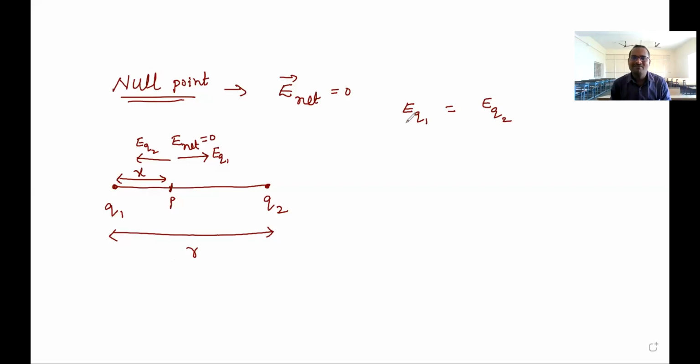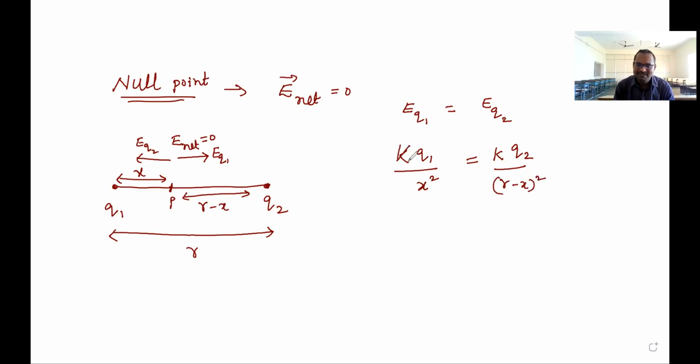So what will be the magnitude of electric field due to Q1 at point P? That is K Q1 by x square. And what will be the electric field due to Q2 charge? Due to Q2 charge, the electric field at point P will be K Q2 by the square of the distance of point P from Q2. How much is it? From Q2, point P distance is r minus x. So you can write r minus x whole square. This K will get cancelled. You now have Q1 by x square is equal to Q2 by r minus x whole square.